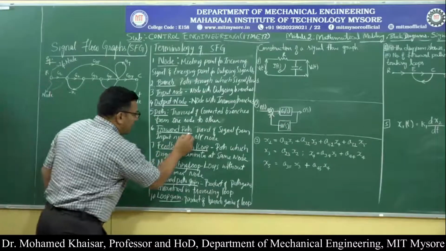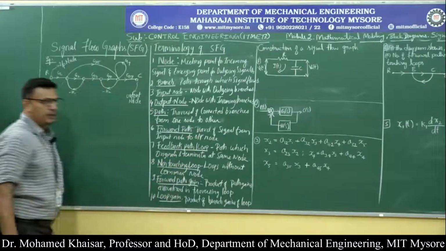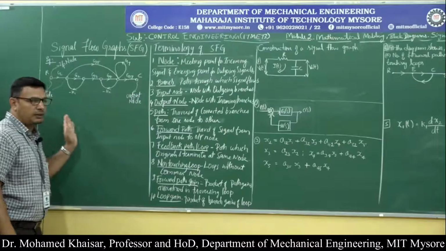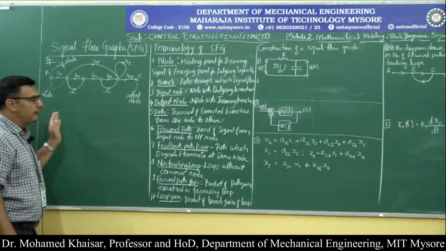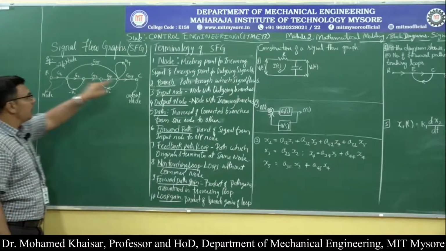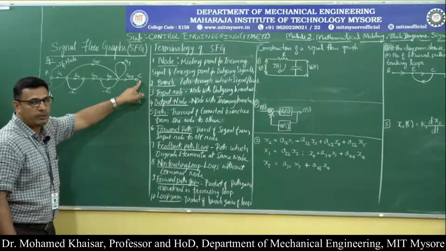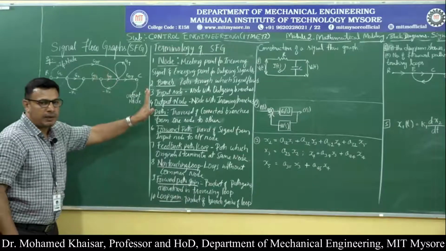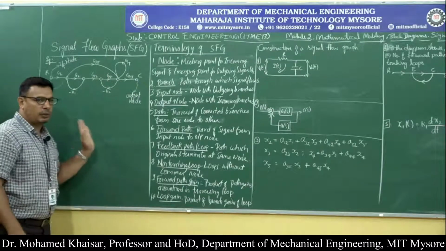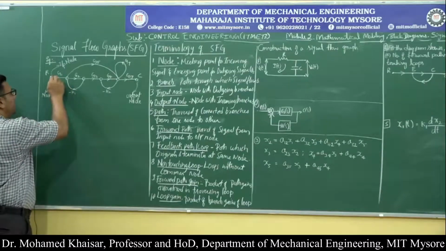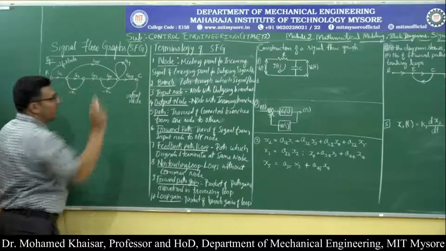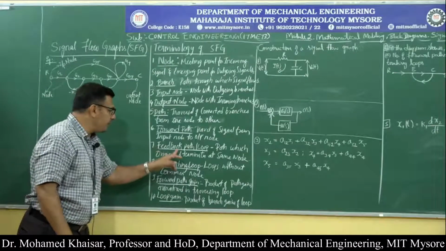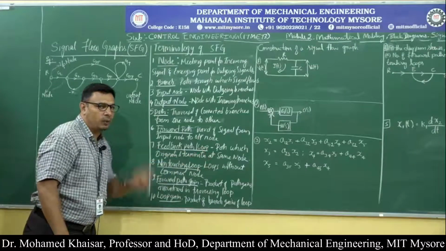Then forward path. What is a forward path? The forward path is the path through which the signal travels starting from the input node to the output node. It is not going to be considered if the path ends in between over here. Forward path means the path through which the signal travels from the input node to the output node.